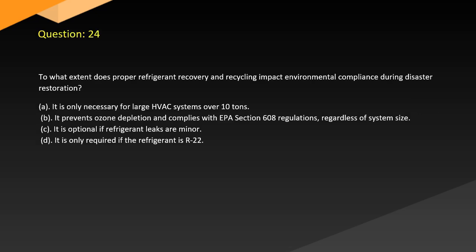Question 24. To what extent does proper refrigerant recovery and recycling impact environmental compliance during disaster restoration? A. It is only necessary for large HVAC systems over 10 tons. B. It prevents ozone depletion and complies with EPA Section 608 regulations, regardless of system size. C. It is optional if refrigerant leaks are minor. D. It is only required if the refrigerant is R22.